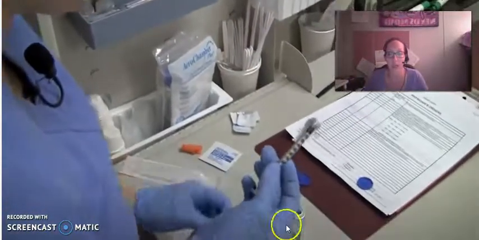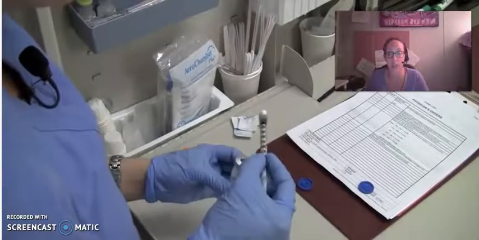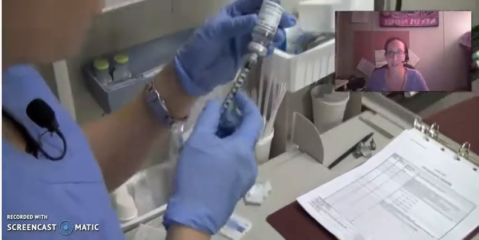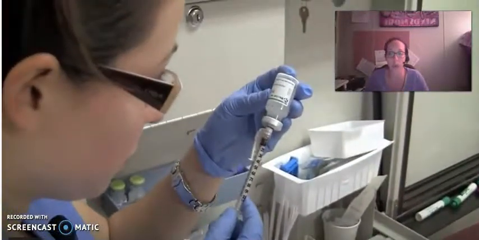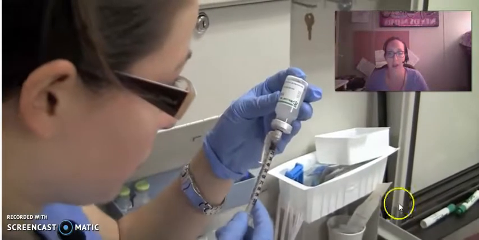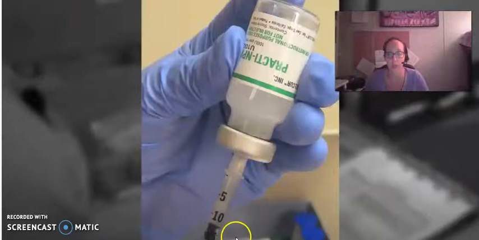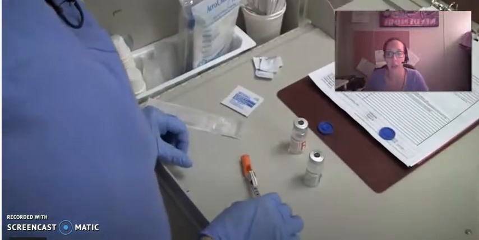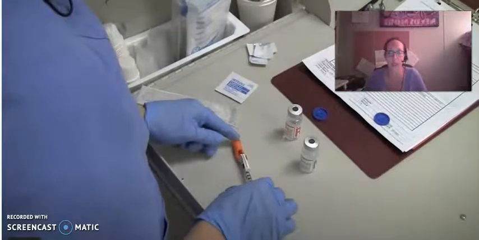Now we need 12 units of NPH, which means we need a total of how many? 14 is the correct answer. So she's going to pull the syringe to pull in 12 units of NPH insulin, which gives us a total of 14 units. Okay, and then she's going to withdraw the needle after she's done, and then she is going to recap using the scoop method in a very sterile way to keep that needle nice and clean.